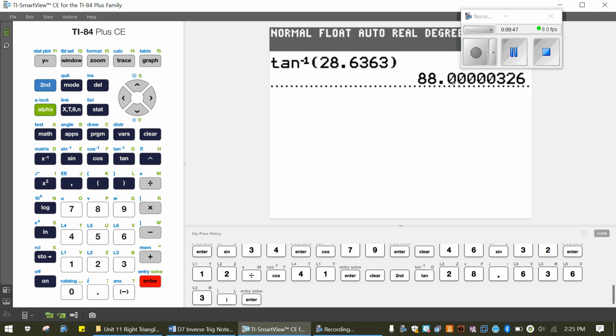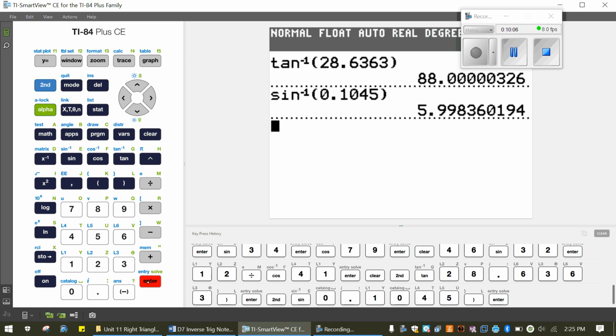And then let's look at part C. Part C was an inverse sine. So second sine, and then this is 0.01045. Close it. Enter. So if we're rounding to 1 decimal place, this is 5.99, so this is going to move this up to 6. Instead of 5.99, it's going to become just 6.0.